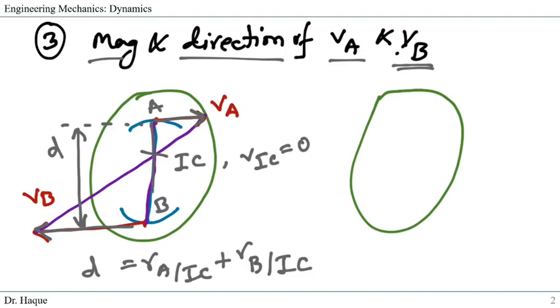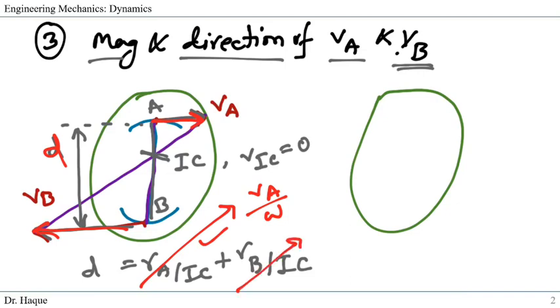If we use these proportional triangles, we can find the position of IC at the cross section of this point, where the distance between VA and VB is D, which is defined by this, and we can find RA over IC by VA over omega, and we can also find RBIC with VB over omega. So this is the first option. Let's see what the second option is.